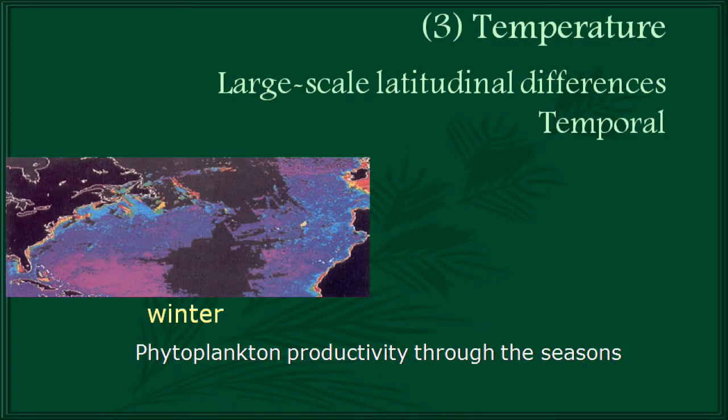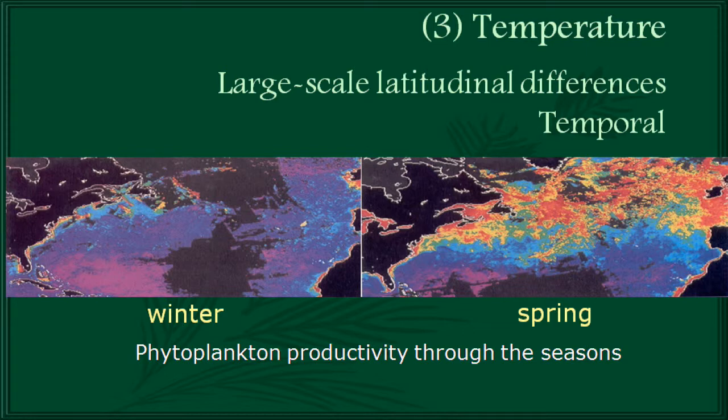And then, of course, temperature is an important factor that influences primary production, because it influences the metabolism of your primary producers. And there are large-scale latitudinal differences. Primarily, you'll see them also changing temporally. So, for example, this satellite image shows your chlorophyll concentrations. This is in winter, and you'll note that it's mostly blue. Very few reds, which indicate high chlorophyll and potentially high primary production.